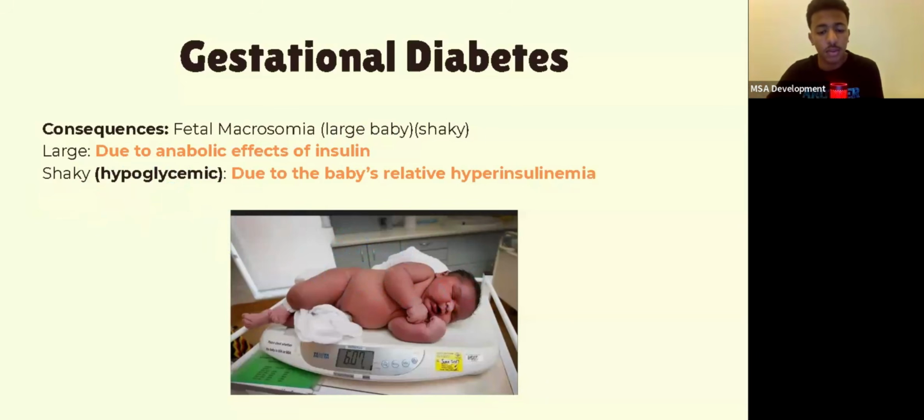And this is purely due to, honestly, you just have to memorize this. It's due to the baby's relative hyperinsulinemia. Since the mother has a very high blood glucose level, the baby is also going to produce a lot of insulin to counter that. So once the baby has been delivered, the baby is going to experience hypoglycemia. And this is due to the baby's relative hyperinsulinemia.